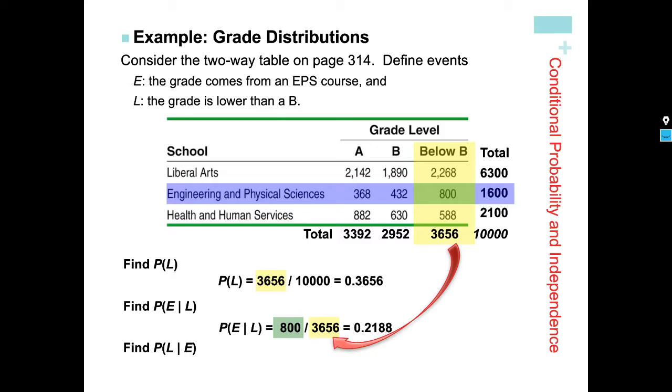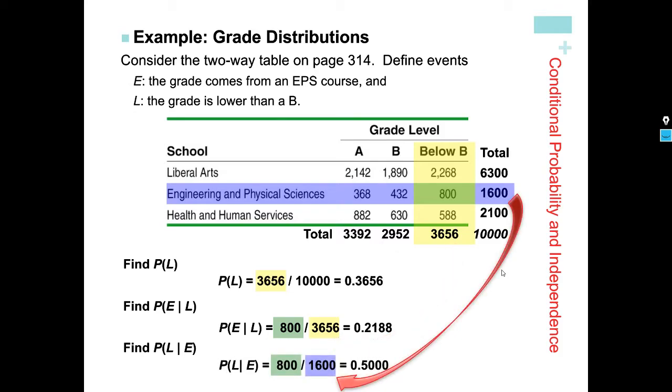Now, L given E is a little bit different. L given E says I'm thinking of a person, and this time I'm going to tell you ahead of time that they're out of engineering and physical sciences. So I have told you they're out of engineering and physical sciences. What are the chances that they scored below a B? So I'm thinking of a person, they're in engineering and physical sciences. Well, that means that I have 1,600 possible people. Out of those 1,600, how many of them scored below a B? 800, so that's exactly 1/2.